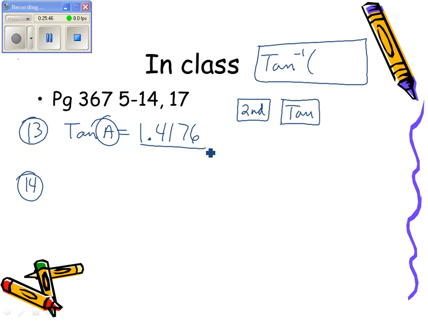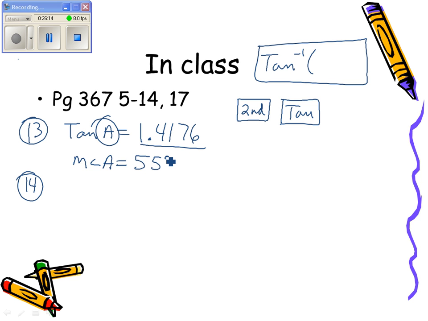So you hit second, tangent, 1.4176. You can close the parenthesis if you want. And then it gives you 54.8001834. So we're just going to say we're going to round off angles to the nearest degree. Measure of angle A is about 55 degrees.